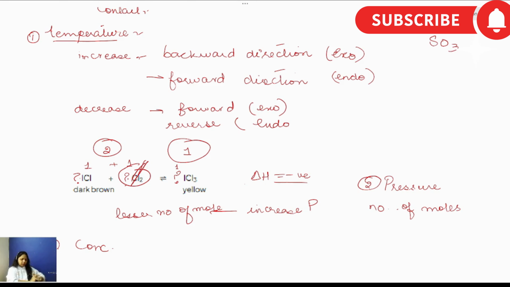What is the effect of catalyst on the equilibrium? This is a question. It increases the rate of reaction, that is correct. What is the effect on equilibrium? It increases the rate of reaction, but it has no effect on the equilibrium. It won't shift it to right or left.